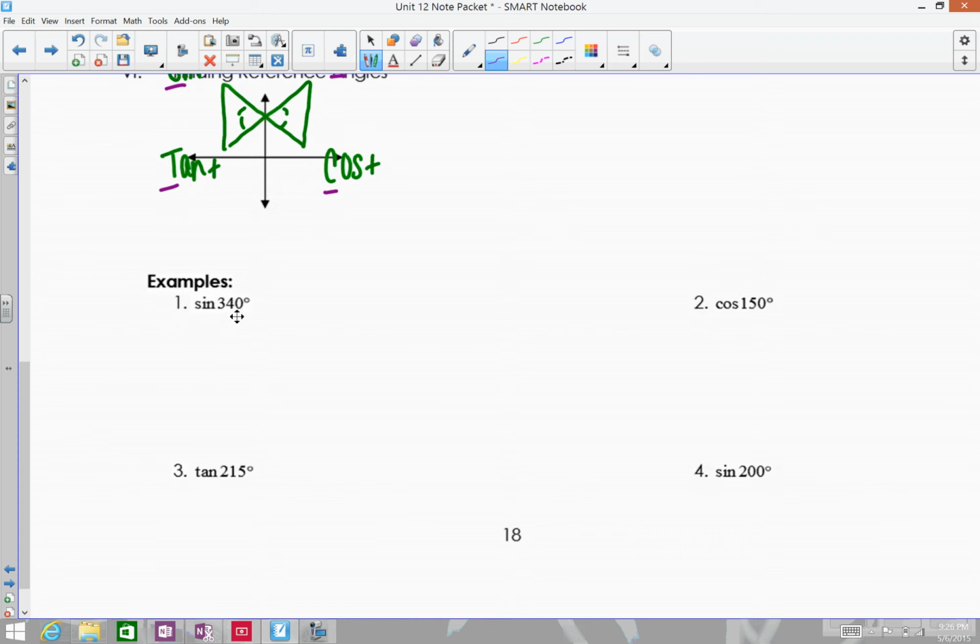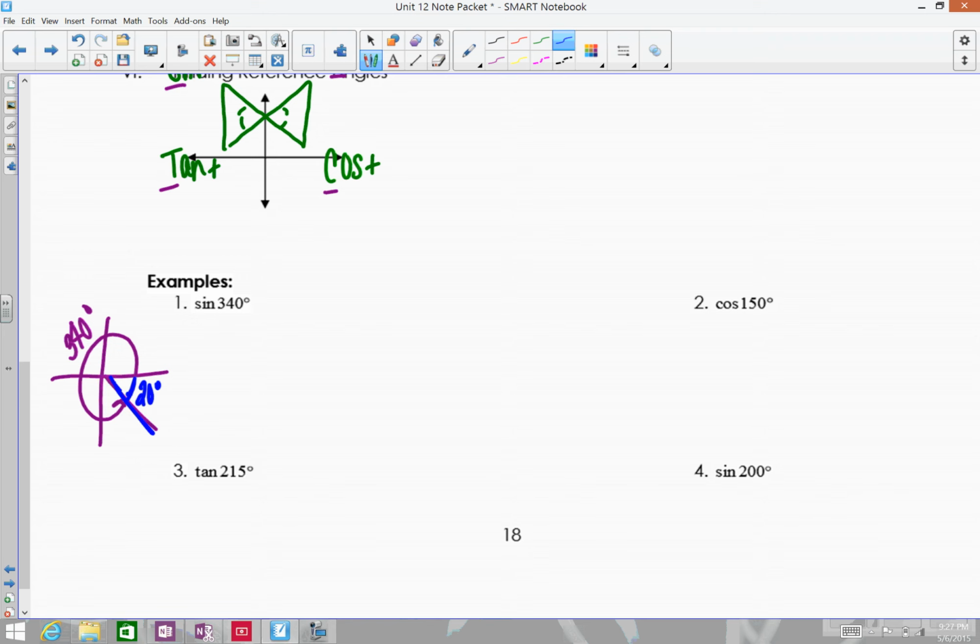For this first one, sine of 340. The first thing you want to do is figure out where 340 is located. When I go around, I know that 340 should be somewhere in the fourth quadrant. So this would be my 340 degrees. The reference angle on this would be 20 degrees, because the entire thing is 360, subtract off the 340. So the reference angle is 20.